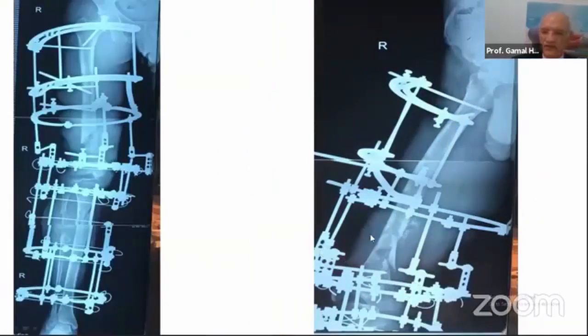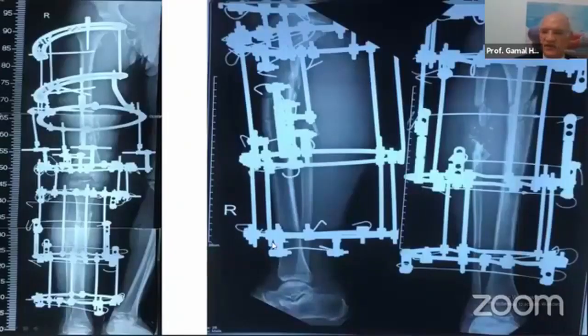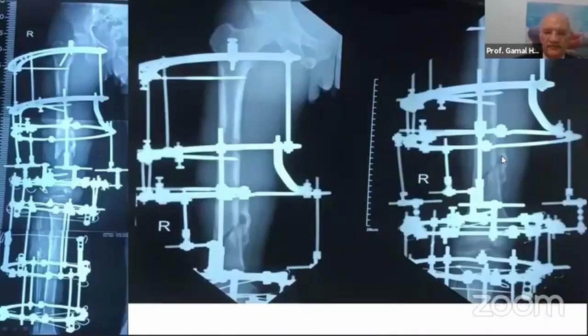Bone formation. Why? With gradual distraction, with gradual movement, we treat the fracture as a corticotomy, and there is stimulation of the bone formation. You see the reduction, anatomic reduction and bone formation, and this is postoperatively, and this was follow-up.